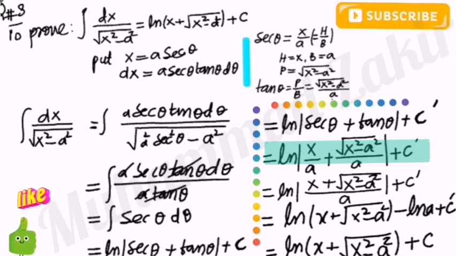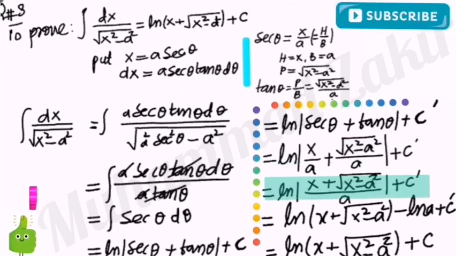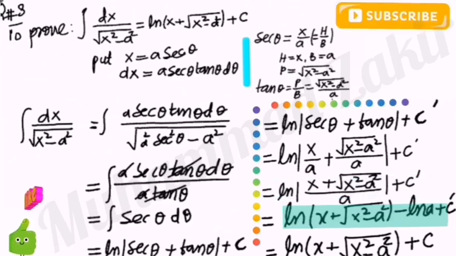So now we can make replacements. Natural log of secant is x by a. Tan is square root of x square minus a square by a, plus c prime. Then we can take LCM a. A is the LCM. So natural log of x plus square root of x square minus a square, all by a, plus c prime.